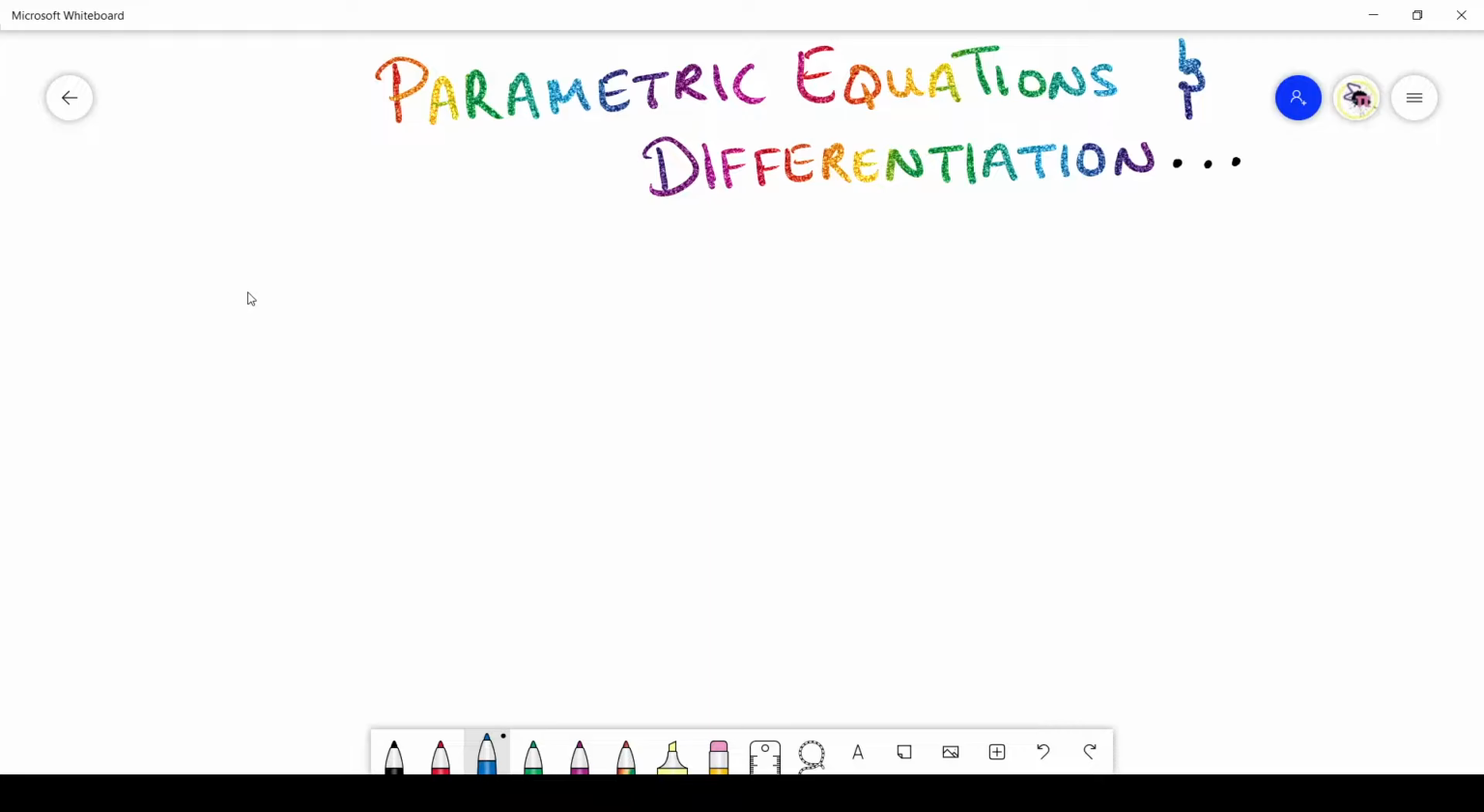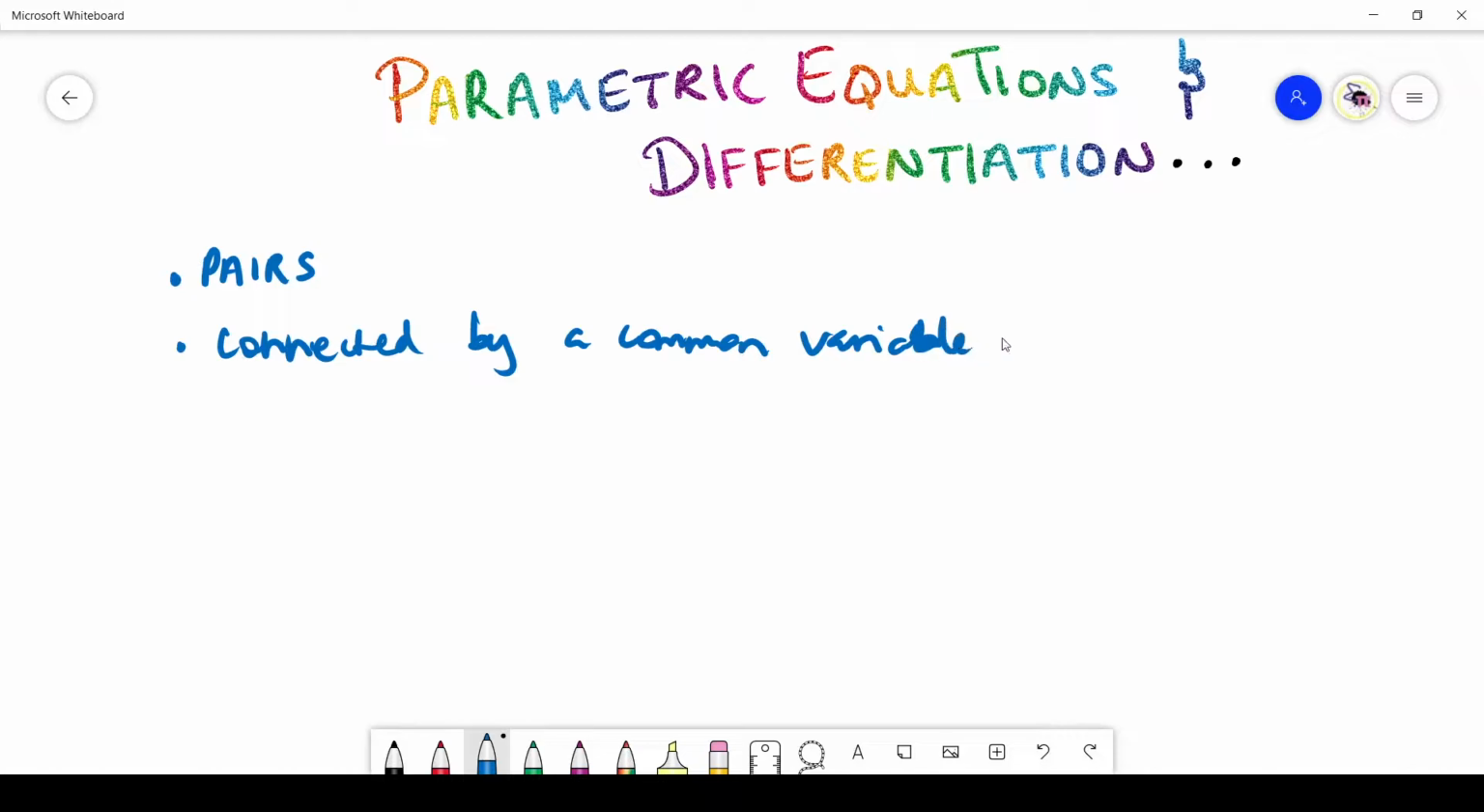Firstly, the word equations means plural, and parametric equations tend to occur in pairs. So you usually have two equations always popping up together. Another thing about parametric equations is that they are connected to each other by a common variable. All right, and in a lot of questions, you'll notice that that variable usually tends to be the letter t.